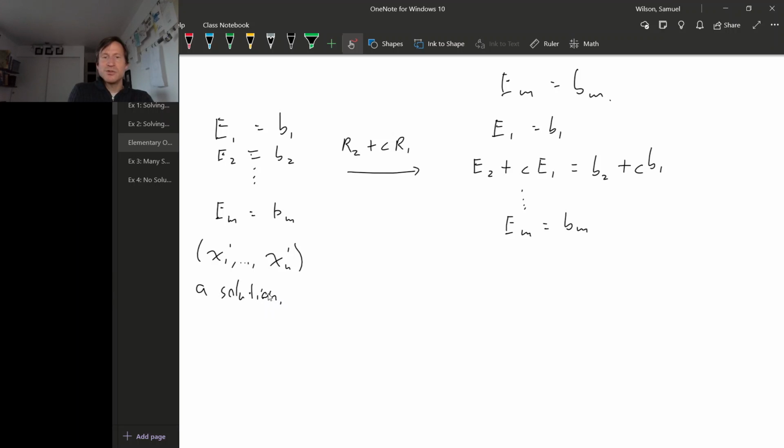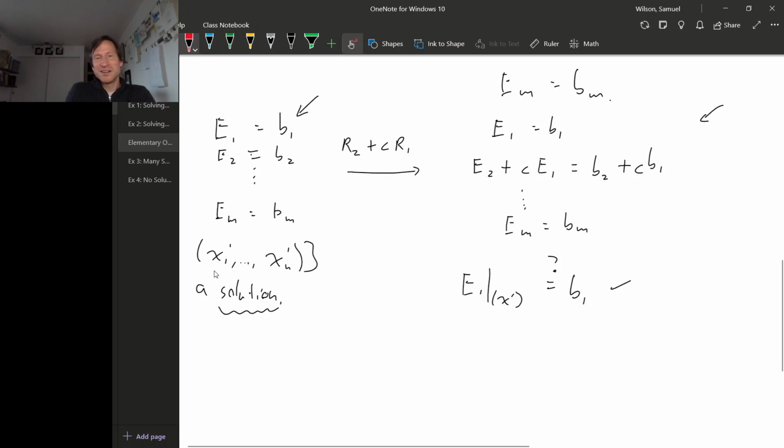So what we have to do is check: is this a solution to our modified system of equations? Well, let's just plug it in and check. So e sub 1, we are plugging in all of our x values, and we want to know, is that really equal to b sub 1? But when you plug all the x values into e sub 1, you have to get b sub 1 because this equation shows up in our original system, and we assumed that we had a solution to this system.